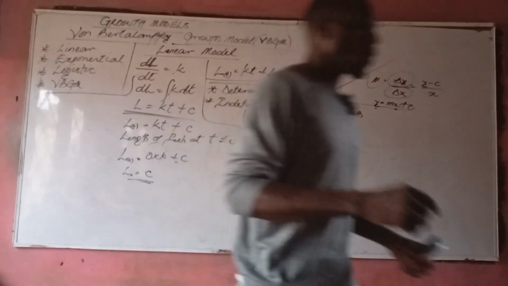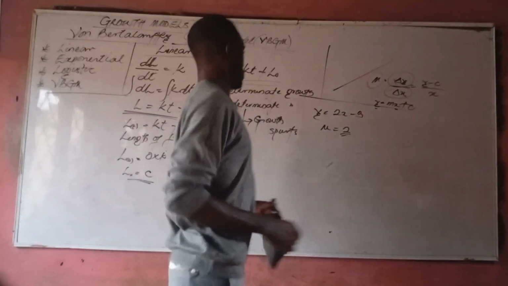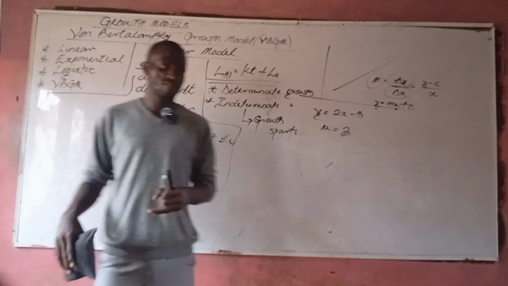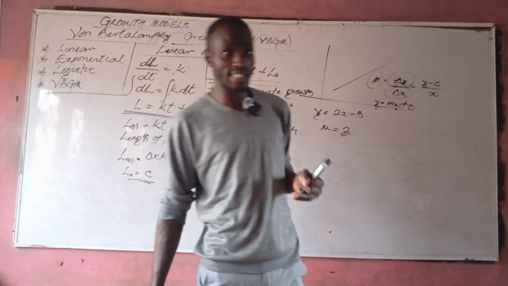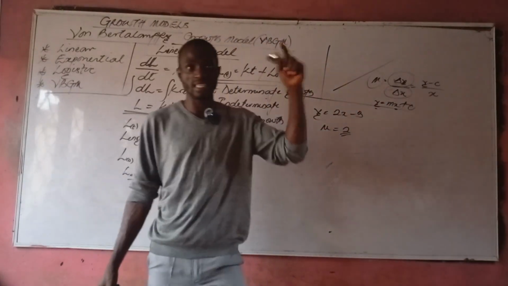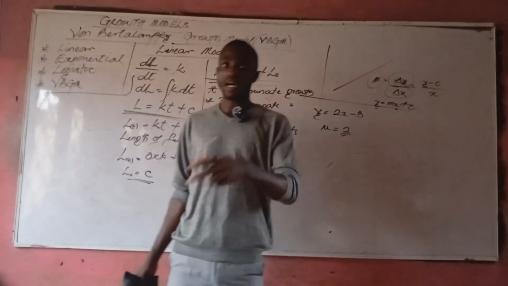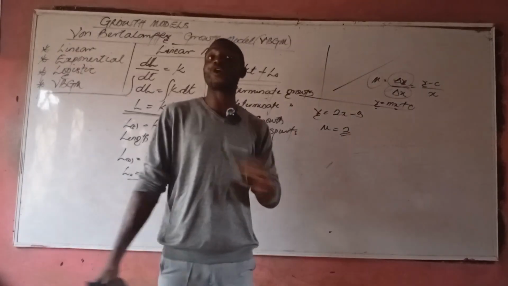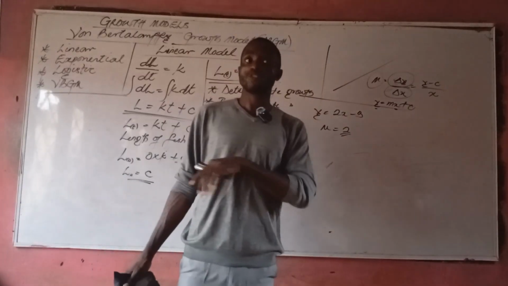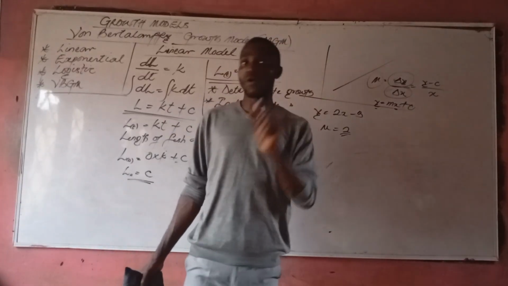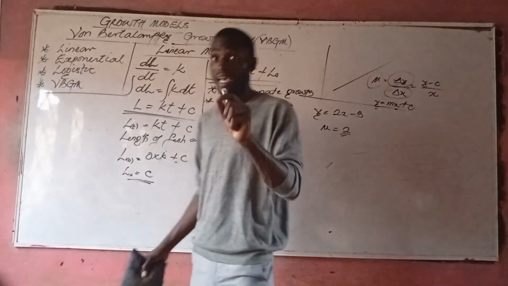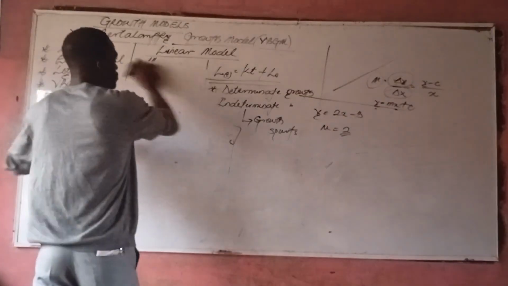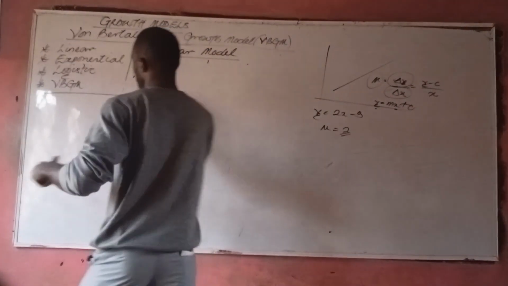Now, because of the limitation of the linear model that I mentioned, the fact that it is unrealistic, and the fact that fish does not grow at a constant rate, it grows faster at a younger age, and of course environmental factors also limit growth, and the environmental factors are not constant. That's one of the things. So because of that, there is need for a better model. And the better model in this case is going to be the exponential model.